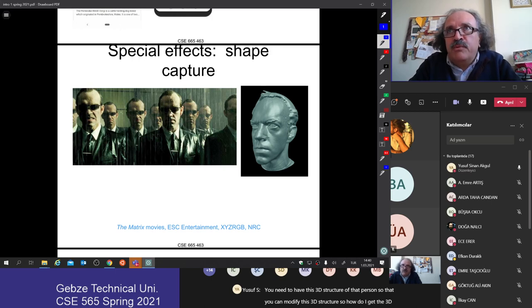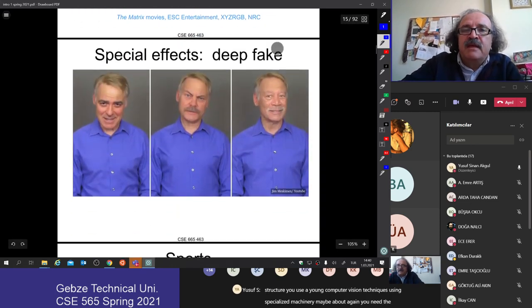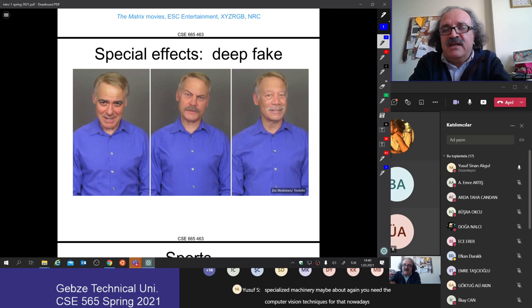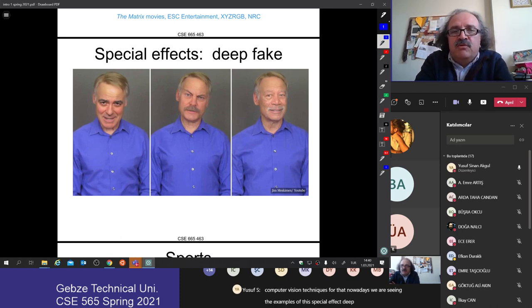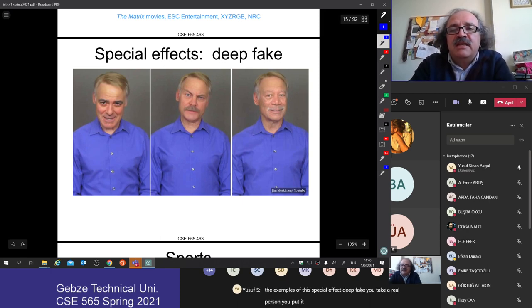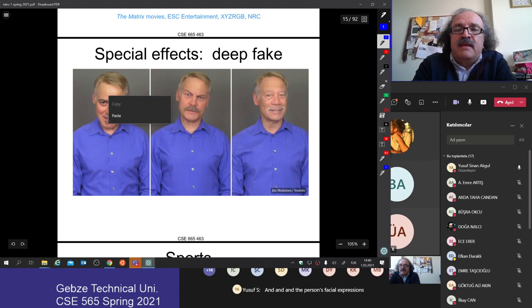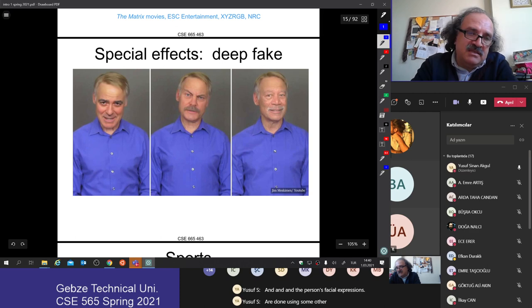You use, again, computer vision techniques, maybe using specialized machinery, but you need computer vision techniques for that. Nowadays we are seeing examples of this special effect, deepfake. You take a real person and put a new face on them, and the person's facial expressions are done using some other people's faces.